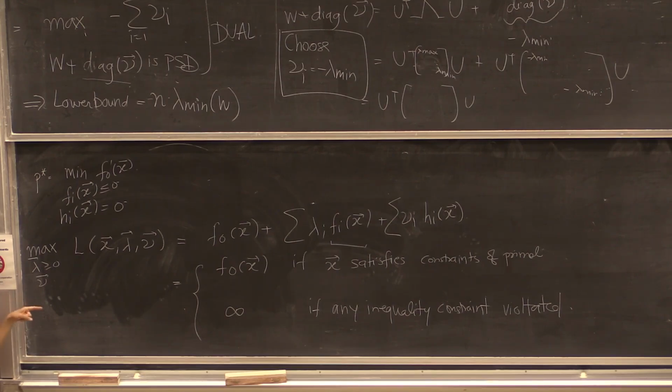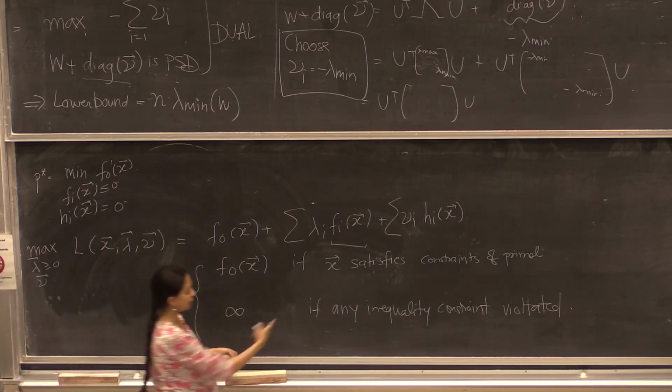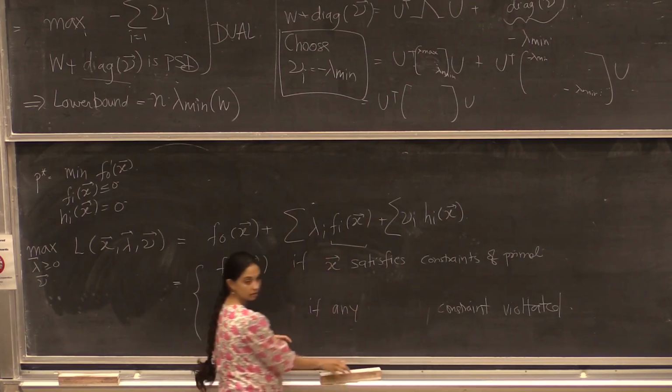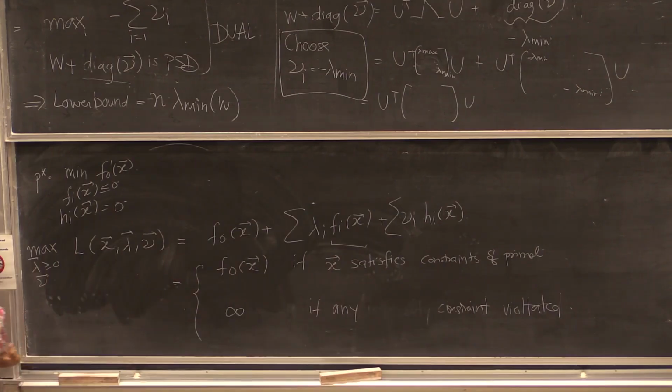Right? This is why. Okay? So this is not true for just an inequality constraint, but if any constraint is violated, I can always make this go to infinity, right? So hold tight. What are we doing here?